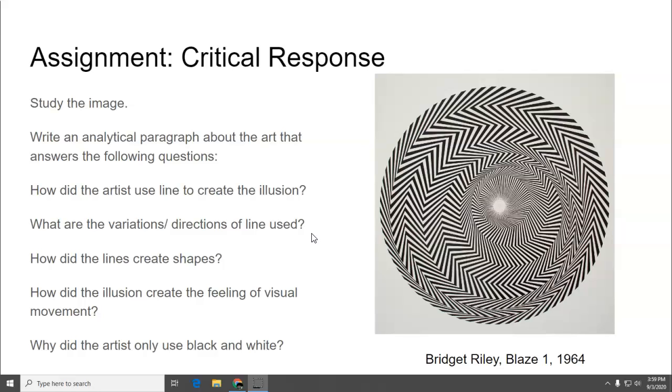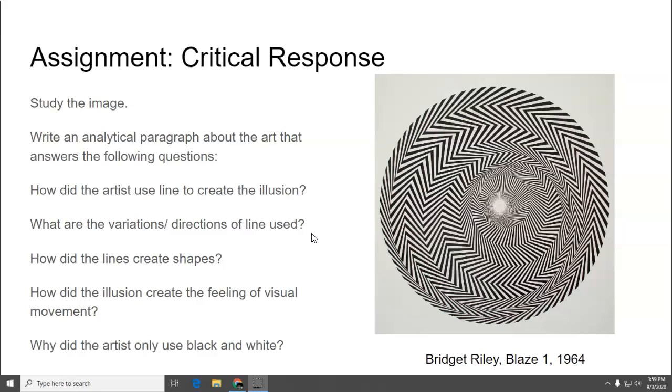How did the illusion create the feeling of visual movement? What do you think she did with the lines and the shapes in order for it to feel like it was moving? And then the final one: why do you think the artist only used black and white? That goes into something that we haven't been formal with, but think about it in black and white, and then think about, would it be effective if it was black and dark blue? That would be low contrast, the lines would be hard to see. Or if it would be other colors, okay?